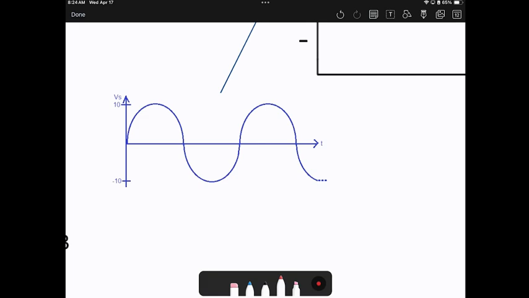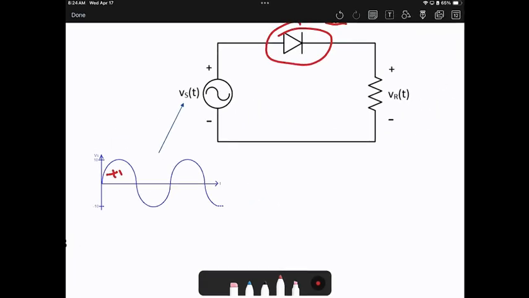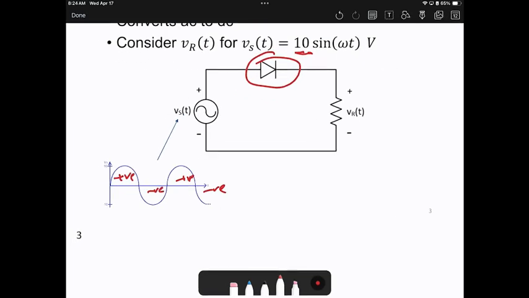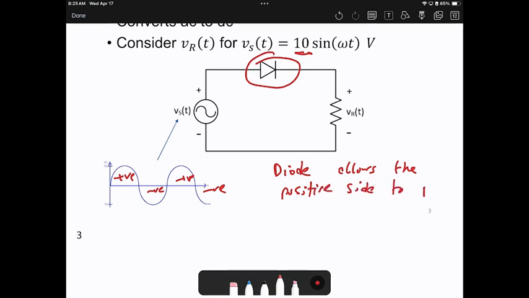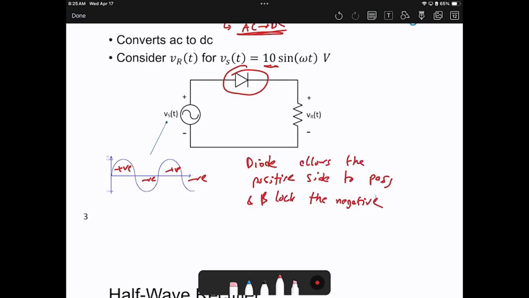This is how the waveform of the source will be. You can notice that there is positive, negative, positive, negative. So the diode allows the positive side to pass and blocks the negative. That's what's happening. Whenever Vs is positive, this is scenario A. Whenever Vs is negative, this is scenario B.